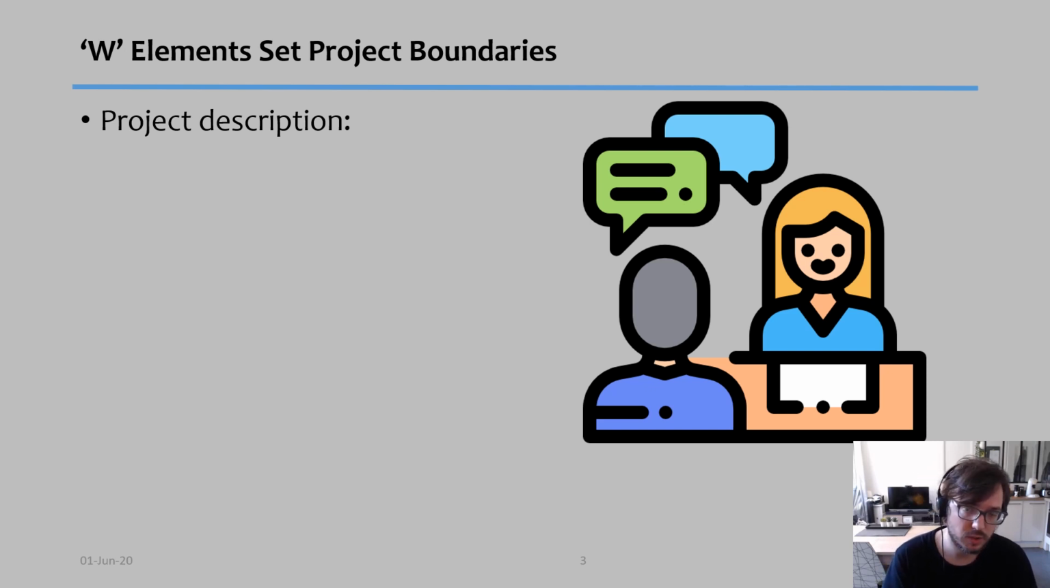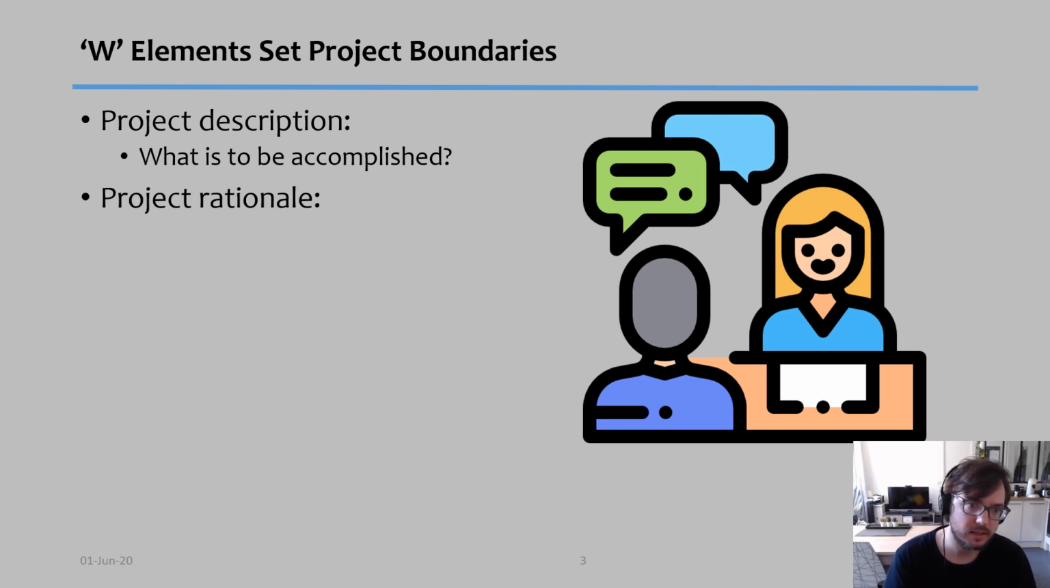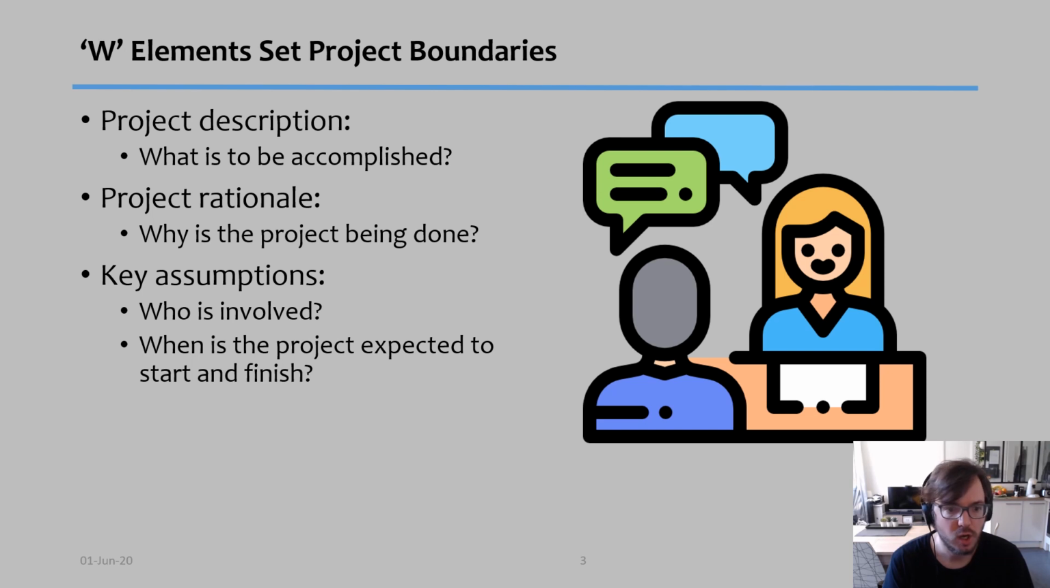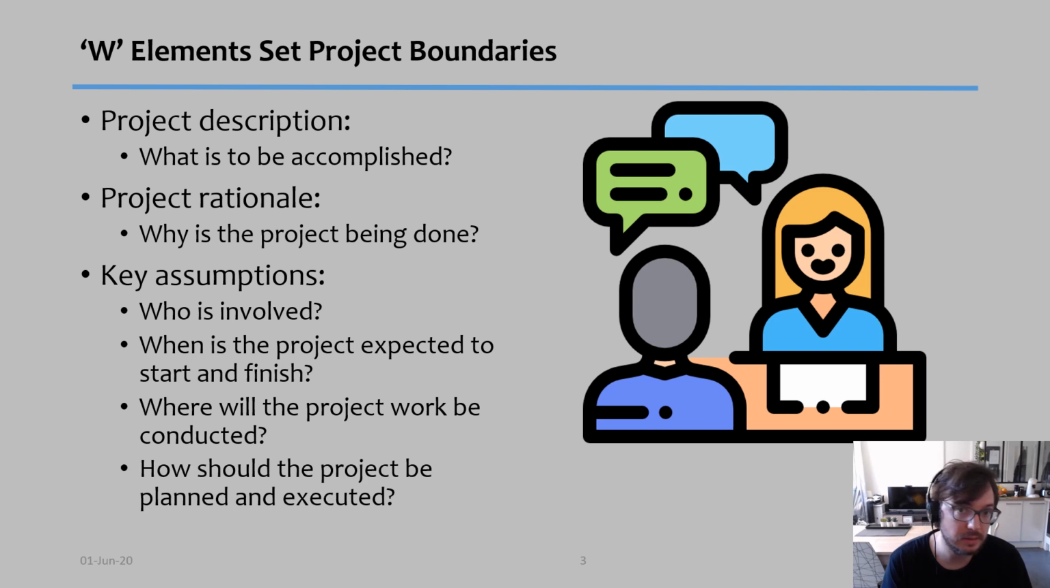If you remember, just in the previous slide, what I said is the very first boundary we have is the project description. And for that, I'm going to have to answer the question, what is to be accomplished? The second boundary we had was the project rationale. In other words, answering the question, why is this project being done? Finally, the last category we had was assumptions and the constraints. And basically here we answer questions such as who is involved in the project, when is the project being expected to start and finish, where will the project work be conducted, and how should the project be planned and executed.